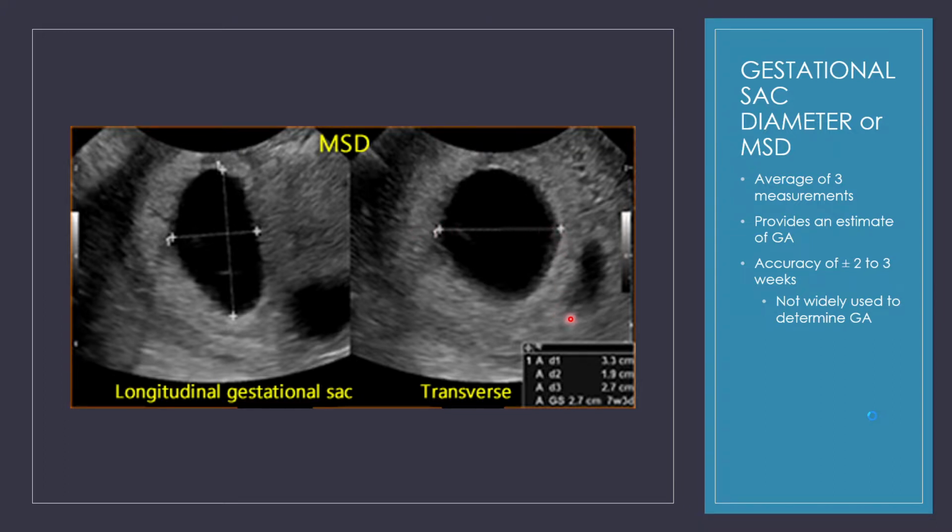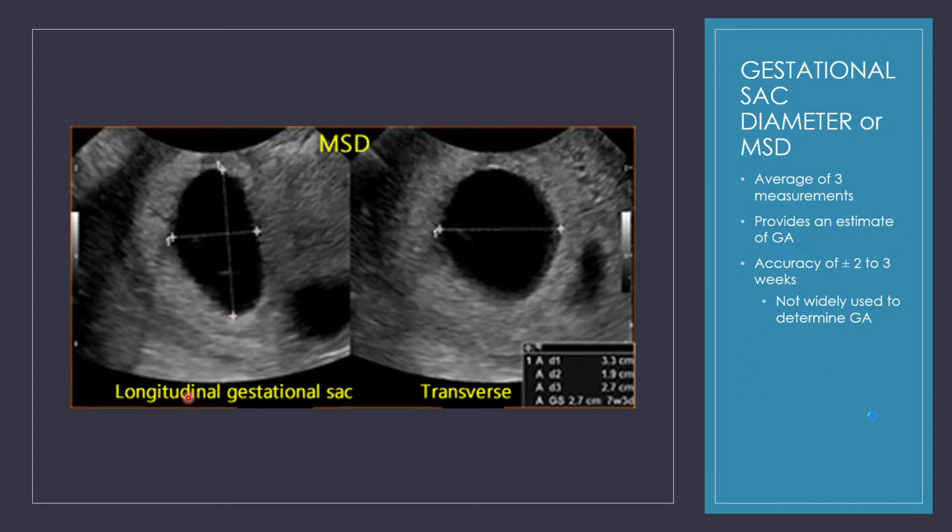So by using our machine in the calculation package, it will plug all three of these in and go ahead and give us the gestational sac size, which is 2.7 centimeters, and that correlates, it looks like 7 weeks and 3 days. Now this is a good image for the mean sac diameter. However, since it's 7 weeks along, there's no embryo in here, so this is going to be one of those anembryonic pregnancies that we'll talk about later on.